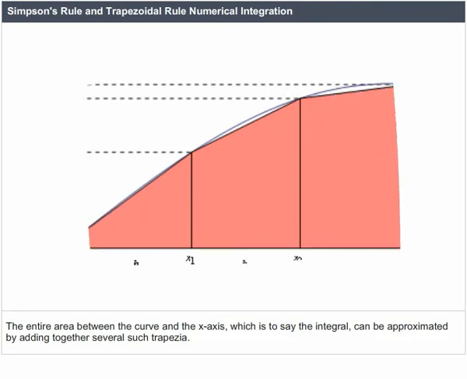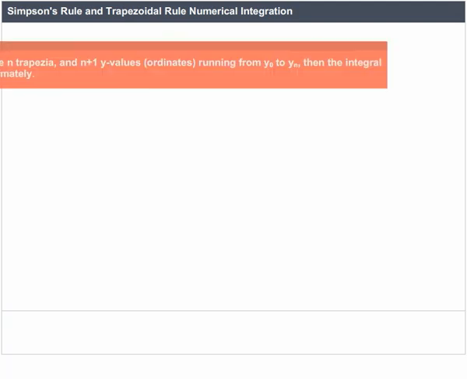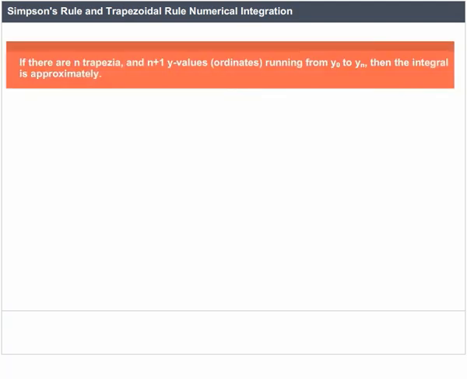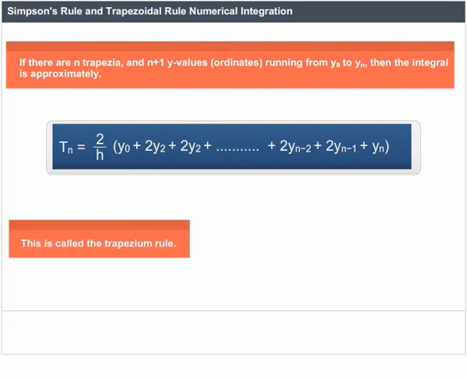The entire area between the curve and the x-axis, which is to say the integral, can be approximated by adding together several such trapezia. If there are n trapezia and n plus 1 y values, ordinates running from y0 to yn, then the integral is approximately Tn equal to h divided by 2 times the bracket y0 plus 2y1, etc. At the end there is a yn. This is called the trapezium rule.